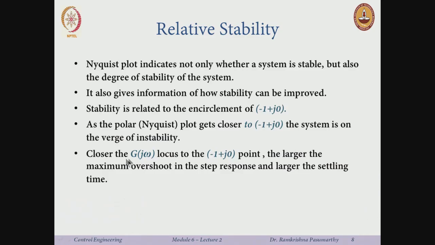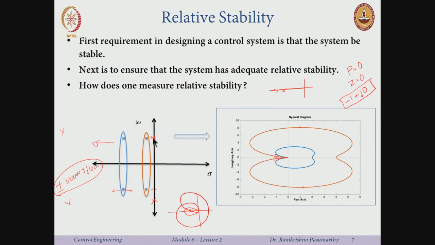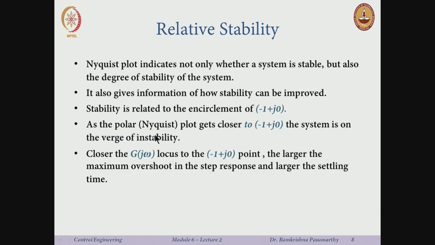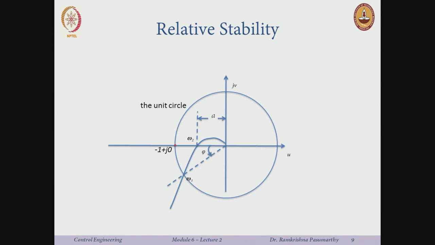Okay. The closer it is to -1 plus j 0, the larger is the maximum overshoot in the step response, and so is the settling time. Closer I am to -1 plus j 0, which means closer I am to the origin here, which means the damping is very small and things like that. Okay, now let us do it a little graphically. I am not really interested in the exact transfer function, but say something looks like this. This is the Nyquist plot, or even the polar plot.